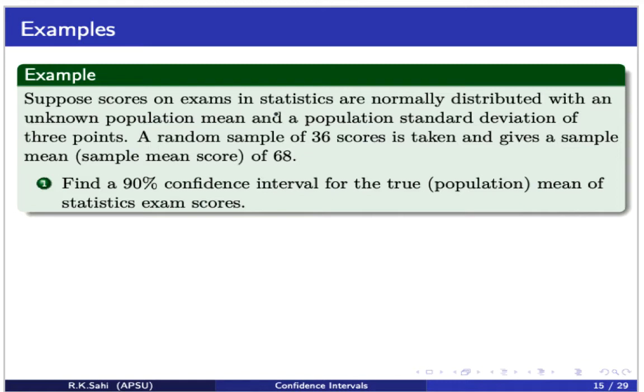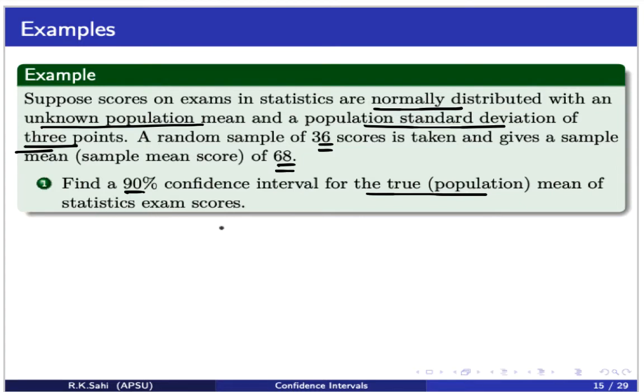Now suppose the scores on an exam in statistics are normally distributed. It's easily given, it's normally distributed, and it has an unknown population mean, but a population standard deviation of 3 points. A random sample of 36 scores is taken, and that gives us a sample mean of 68. We would like to find a 90% confidence interval for the true population mean of these statistics exam scores.